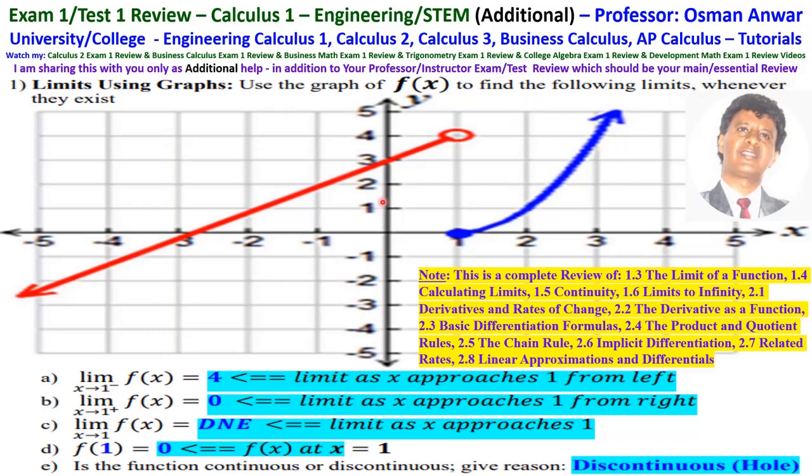This is a complete review of Chapter 1, the limits of a function, calculating limits, continuity, limits to infinity, then Chapter 2, derivative and rates of change, the derivative of a function, basic differentiation formulas, the product and quotient rules, the chain rule, implicit differentiation, related rates, linear approximation, and differentials.